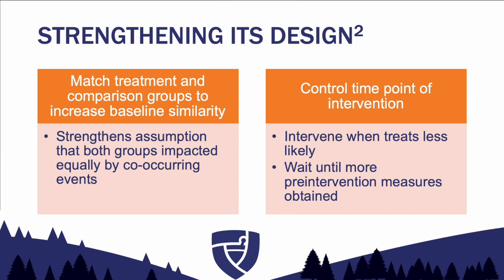There are ways to strengthen interrupted time series and reduce the impact of bias and address some of the potential limitations. One way would be to control the time point of the intervention. This could be choosing to intervene when threats to the intervention are less likely, and also to collect more pre-intervention measurements and post-intervention measurements. You can also match treatment and comparison groups based on covariates such as age, socioeconomic status, and exclude some outliers to increase similarities between groups. This can be done through multivariate or propensity score matching.